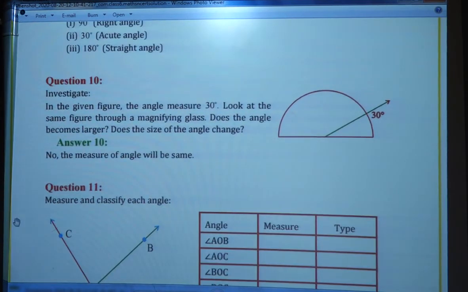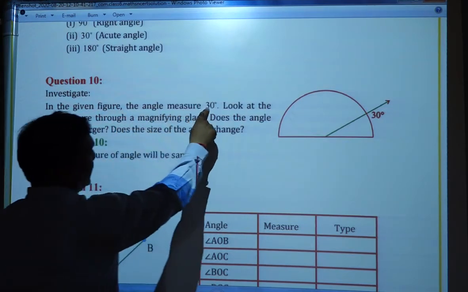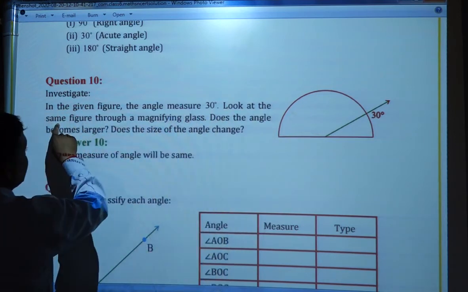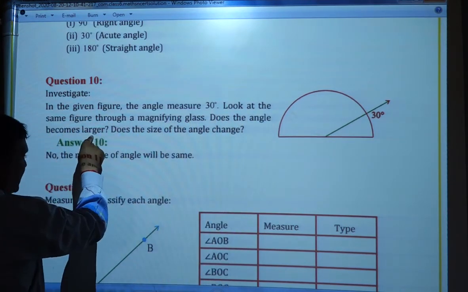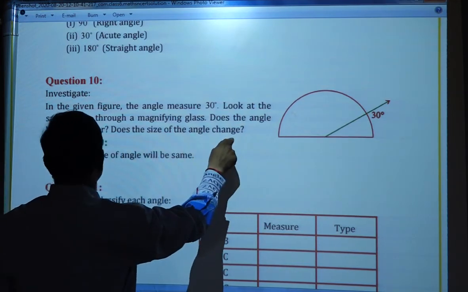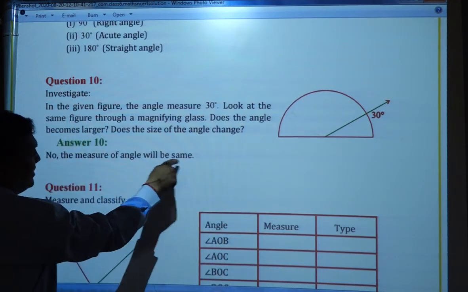Now here we have to investigate. What to investigate? In the given figure, an angle measure of 30 degrees is given. Look at the same figure through a magnifying glass. Does the angle become larger? Does the size of the angle change? No, the measure of the angle will be the same.